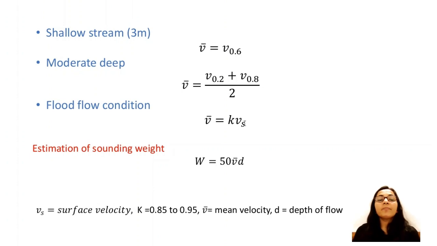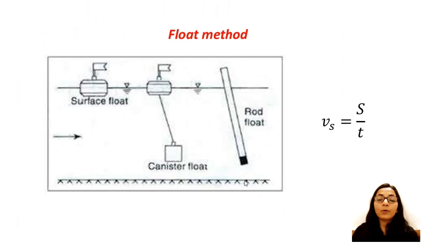Now we provide the sounding weight for the stabilization, or the stability, of the current meter. There is a sounding weight. So how do we determine the size of the sounding weight? We use this formula: 50 into velocity of flow into depth of flow, and on the basis of that we'll get the size of the sounding weight.